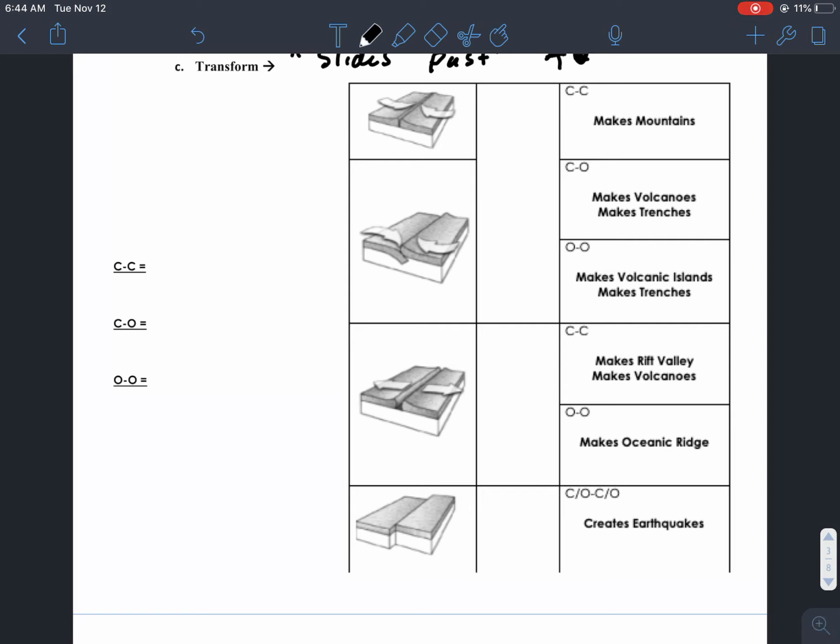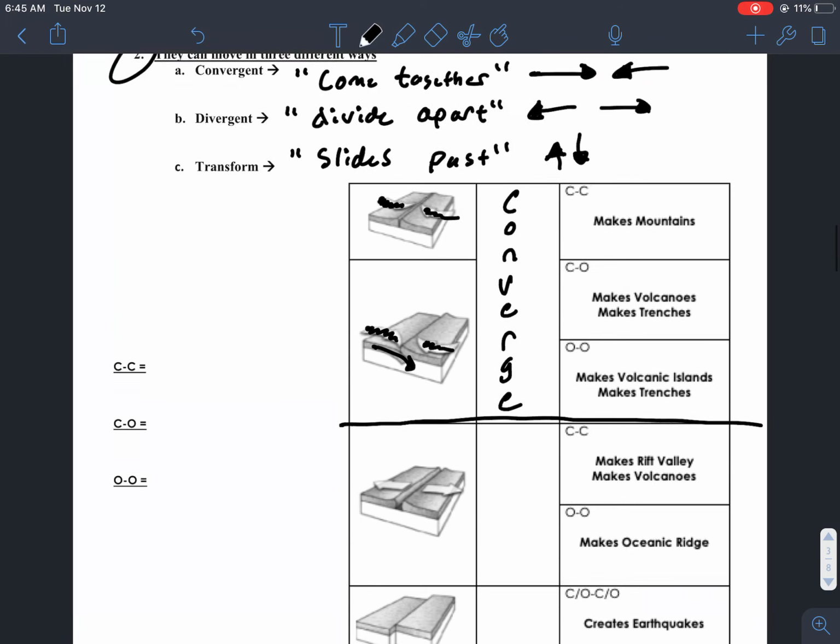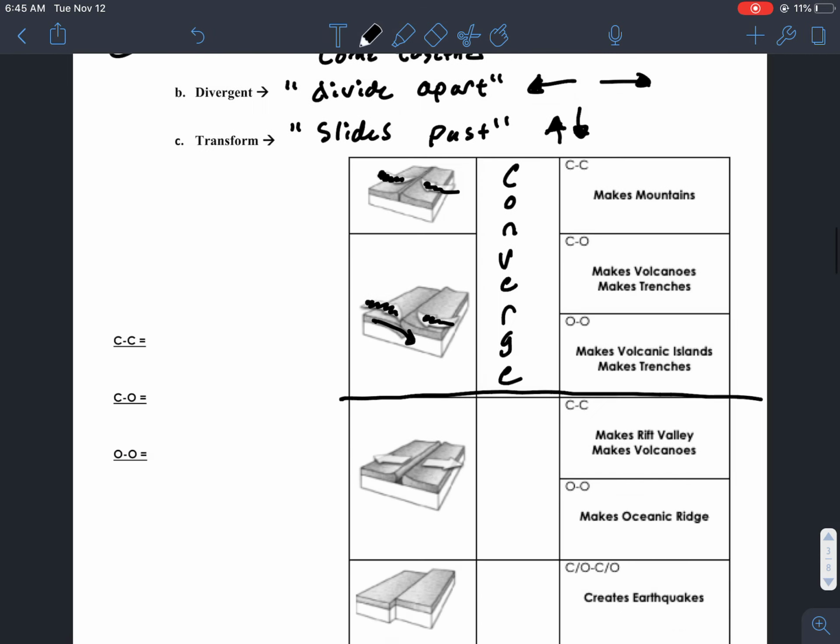I want you to start by writing the word convergent or converge up and down in this box. I'm going to just write converge. All of these things above this line are made by convergent plates. And you can see in these pictures, right? The arrows are moving towards each other. They're converging. Here this arrow is moving towards each other, and this one's sliding underneath. That's actually a subduction zone. We're not going to talk as much about subduction zones, but remember, subduction means to go under, right up there.